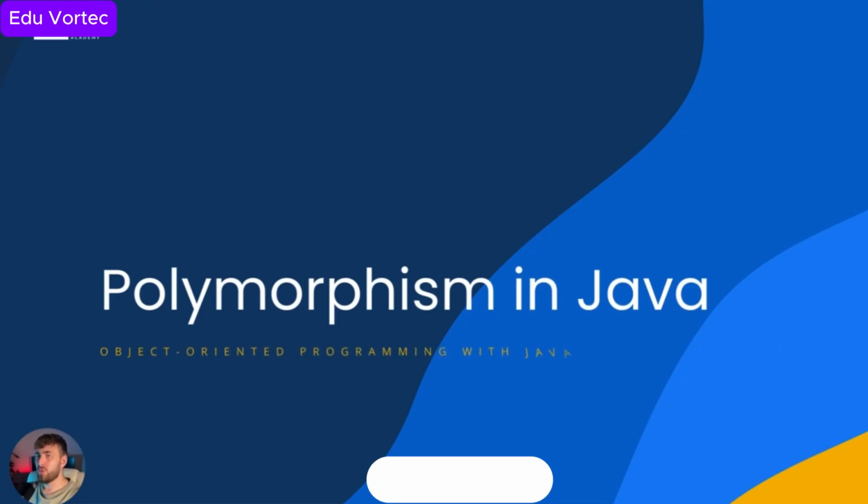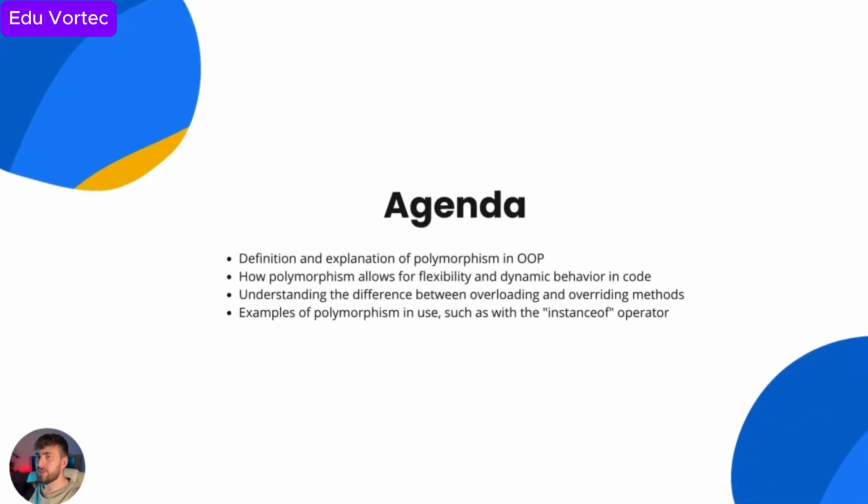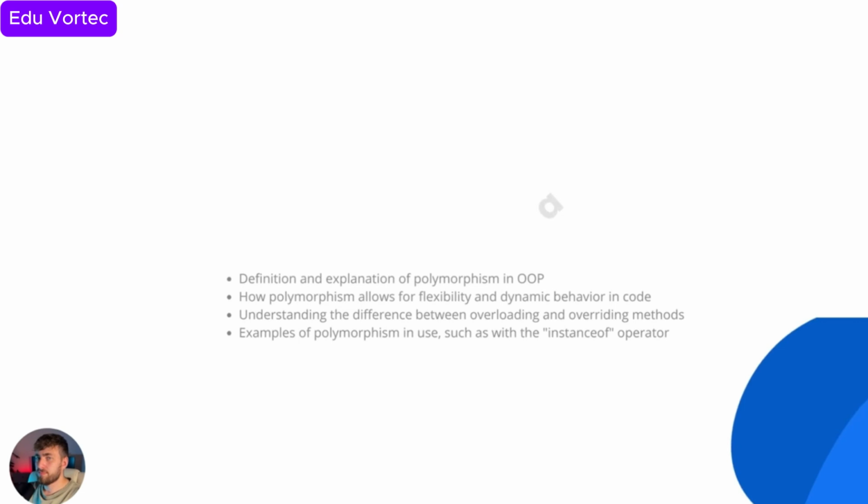And welcome to the lesson where we'll be discussing polymorphism in object-oriented programming. During this lesson, we will discuss the following topics: the definition and explanation of polymorphism in object-oriented programming, how polymorphism allows for flexibility and dynamic behavior in code, understanding the difference between overloading and overriding methods, and we'll also see some examples of polymorphism in use, such as with the instanceof operator.